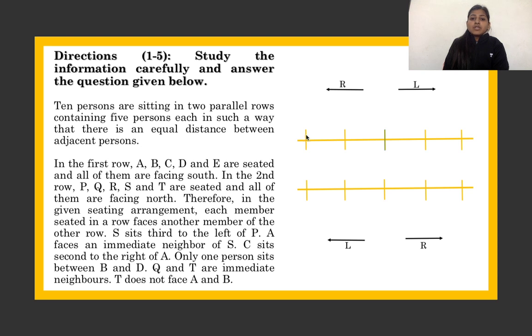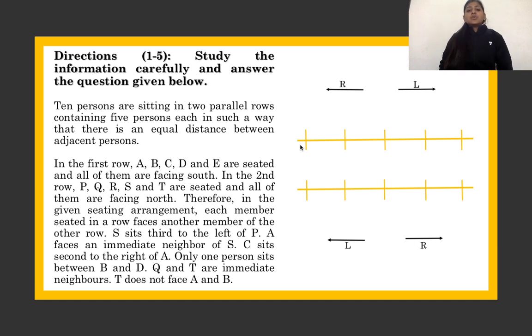Which means this is for C, which means for S, this one, because then only A will be facing the immediate neighbor of S, only if S is here, not here. So S has to be here. We know now that P is here, A is here, and C is here. These are the things that we know. Okay, next.